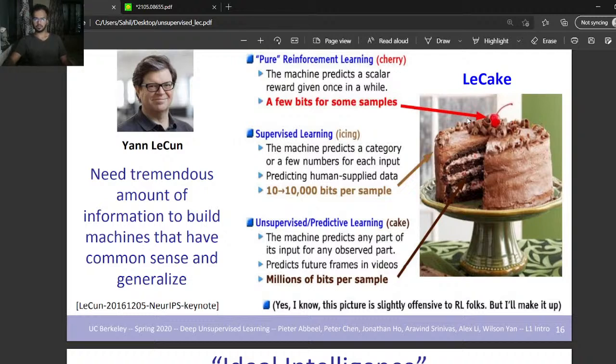The example they have given here is that if you have a video input, then in the unsupervised domain you could train your model to predict future frames in videos, and that will be millions of bits per sample. As we don't have any restrictions over dimensions because it's not human labeled or RL based, we go towards more data oriented predictions, and that's unsupervised learning.